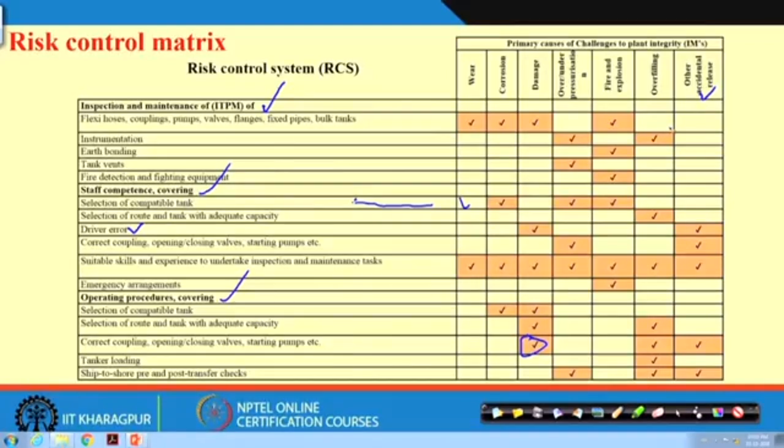So, for wear, what are the various risk control systems? All 9 or 10 risk control systems may not be applicable for all the initiating mechanisms. By doing this, we are trying to select which risk control systems we have to use for each initiating mechanism. Okay.